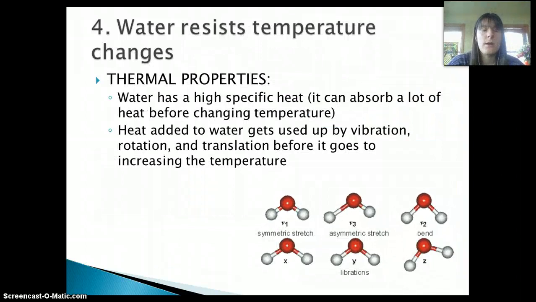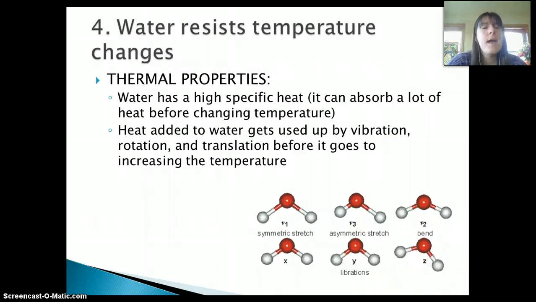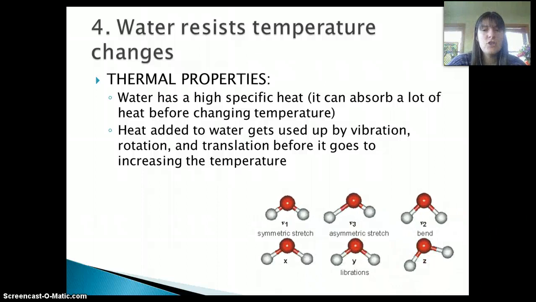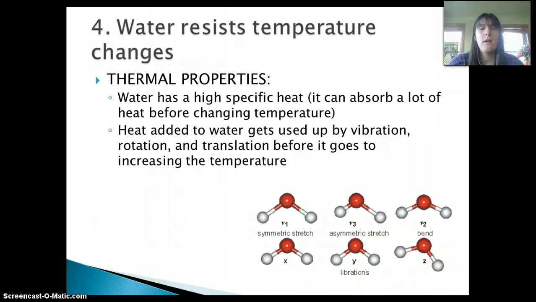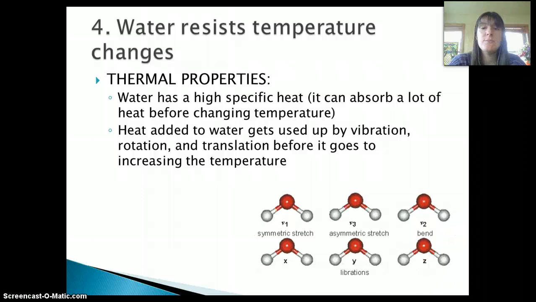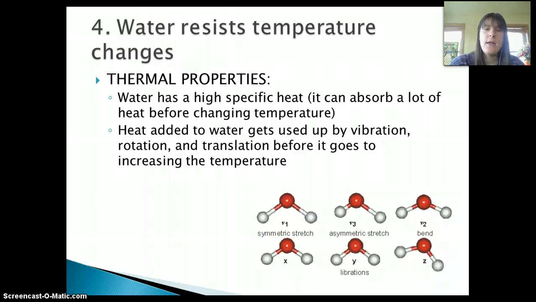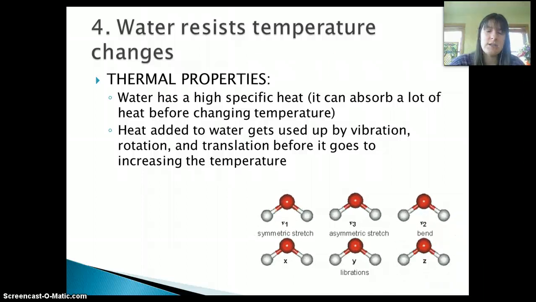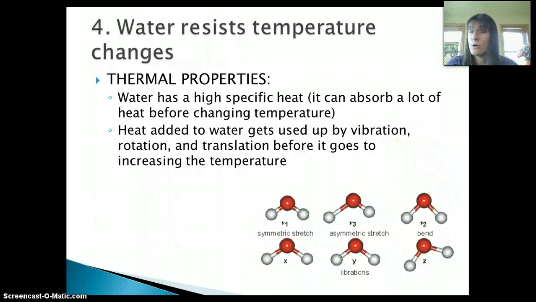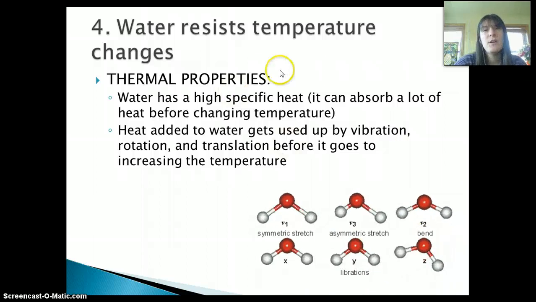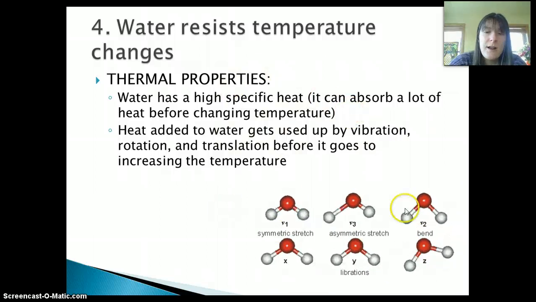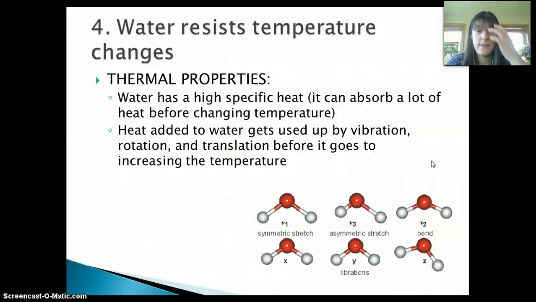Okay, another reason that water is really, really great is because of its thermal properties. Water is really, really good at resisting change in temperature. And the reason for that is heat is absorbed by water at a really, really high level before the temperature of water actually changes. So if you look at these little diagrams down here, these are showing all the different ways that water, the molecule, can wiggle. And as water, the molecule, is wiggling, it's absorbing a bunch of heat, but it hasn't actually caused the whole molecule to move around more, so it hasn't changed the temperature yet. We call that specific heat. And so water has a really, really high specific heat, one of the highest of things that we know of.